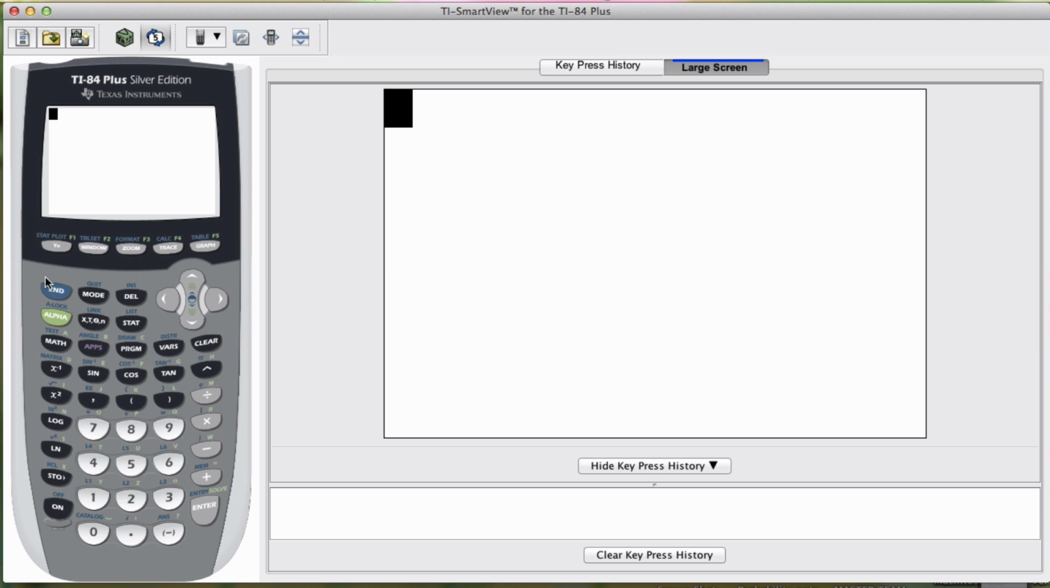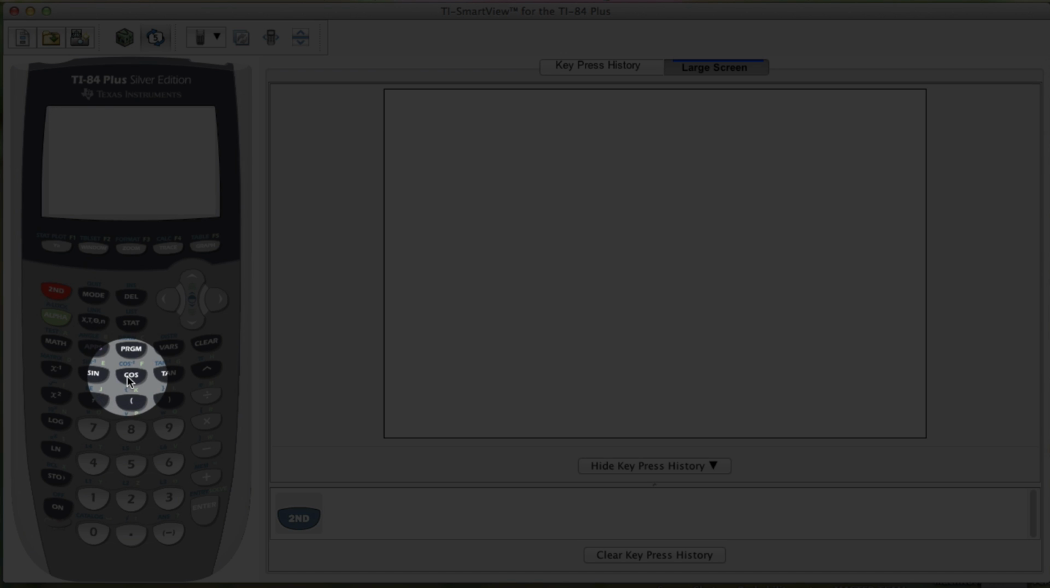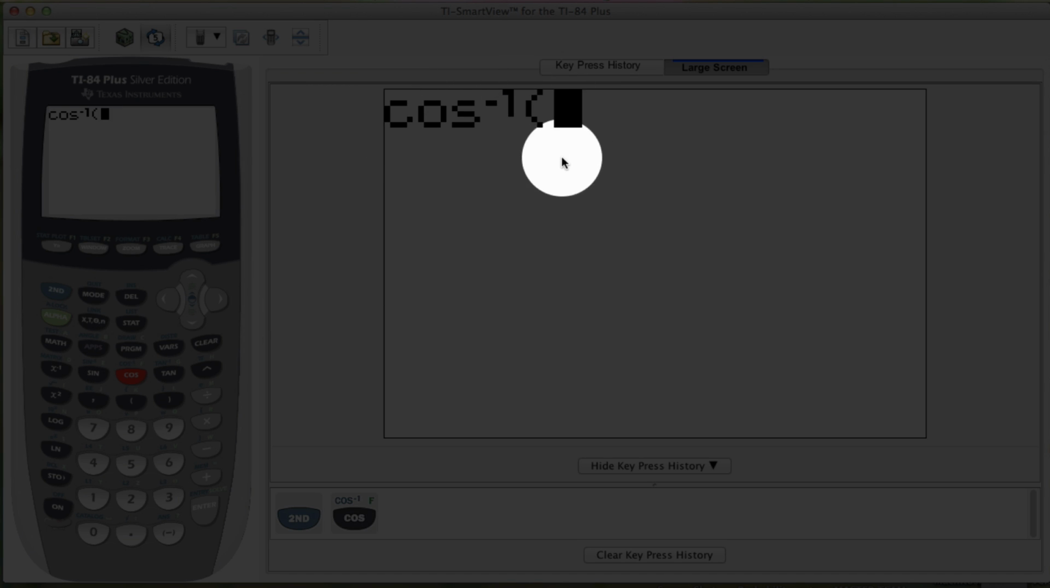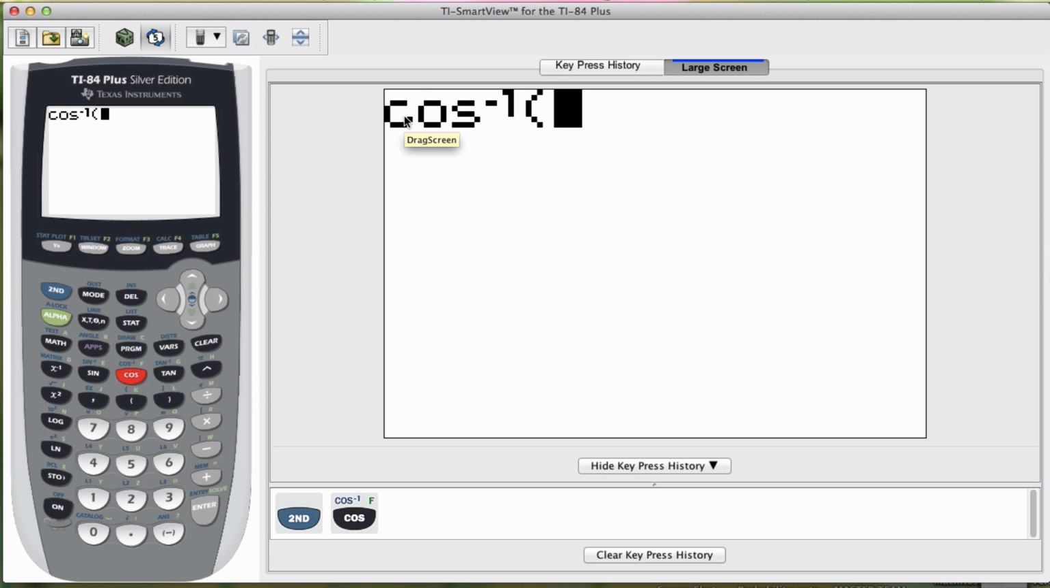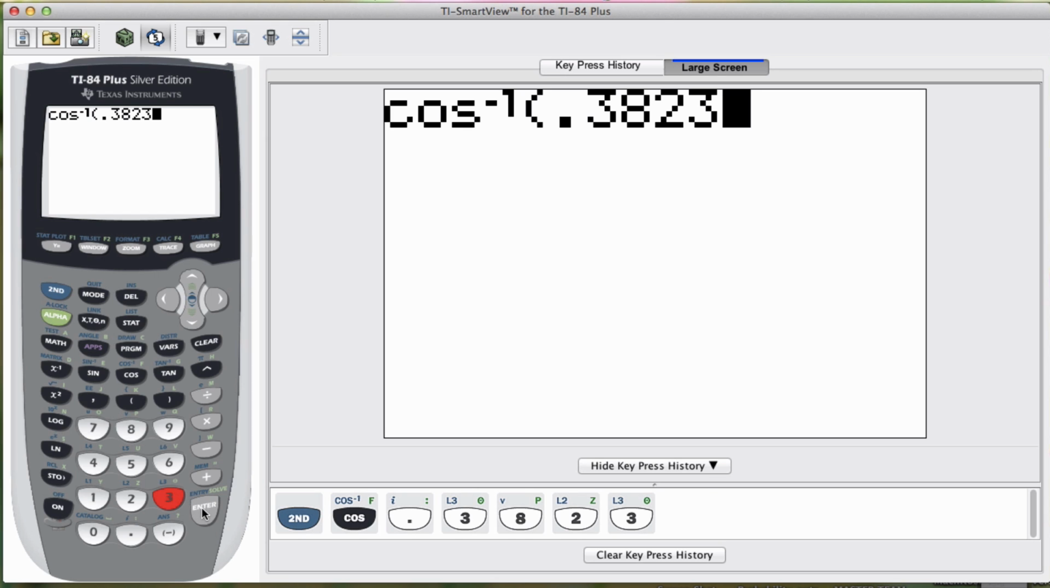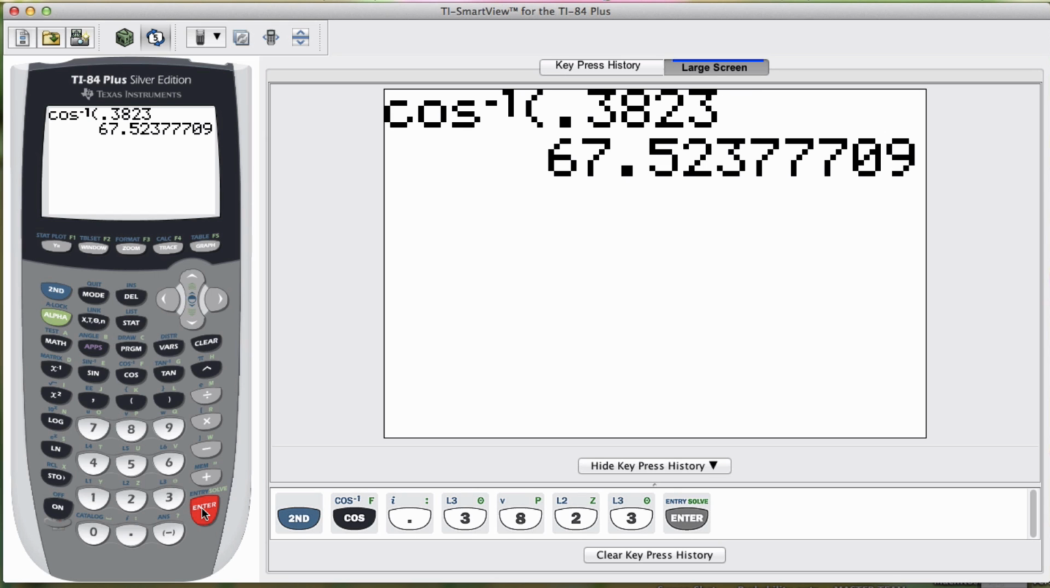The way that we are going to get to cosine inverse is pressing second cosine, and notice that it says cosine inverse as the button that we are choosing. So please write cosine inverse down in your key sequence. Then I'm going to type in 0.3823, enter, and we are going to round our angle to the nearest tenth, which would be 67.5 degrees. So any time that I am trying to find an angle, and it is one of the three trig functions on our calculator, I'm going to follow this method.